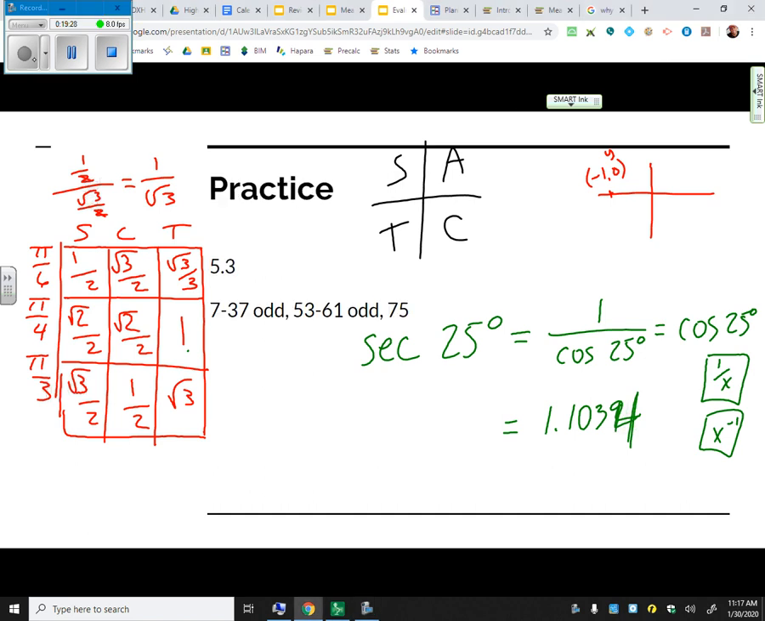Let's wrap this up by Monday. Let's have a quiz over all this. There's only so many ways I can ask sine, cosine, tangent, cosecant, secant, and cotangent of those nice angles. So the more of them that you have on the sheet in front of you, the better off you will be.